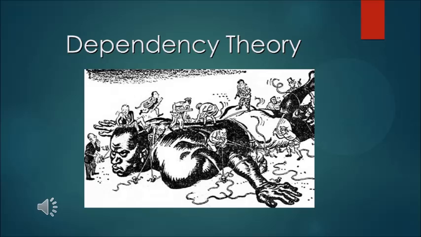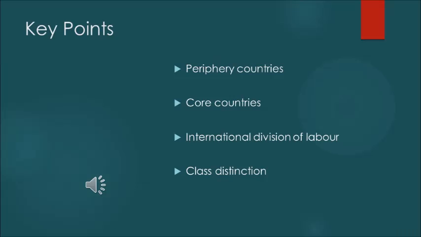Dependency theory seeks to analyse existing unequal relationships between developed countries, which are called core countries, and undeveloped countries, which are called periphery countries. Periphery countries are stuck in a cycle that is hard to overcome. They rely on exports of raw materials to be sold to core countries. These materials are then processed and sold back to the periphery countries at a much higher price. So there is a one-sided international division of labour. This enforces a hierarchy of nations and has created a class division.